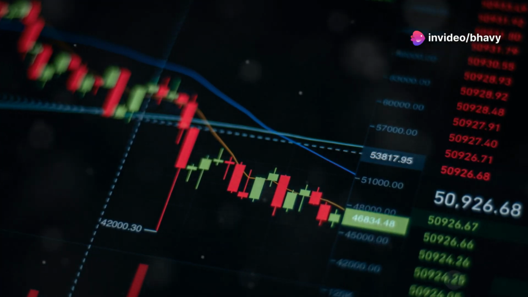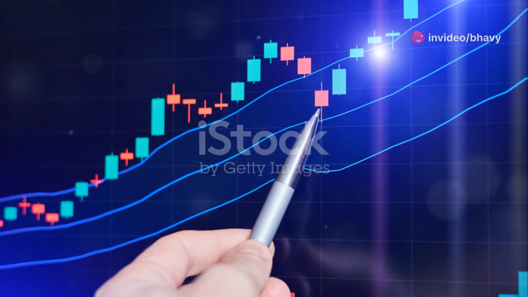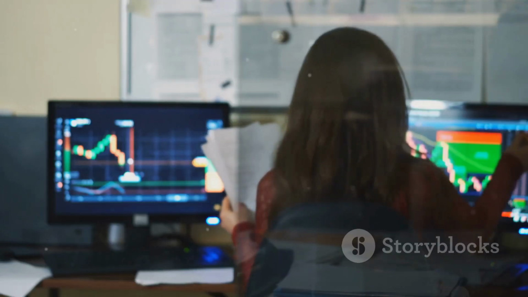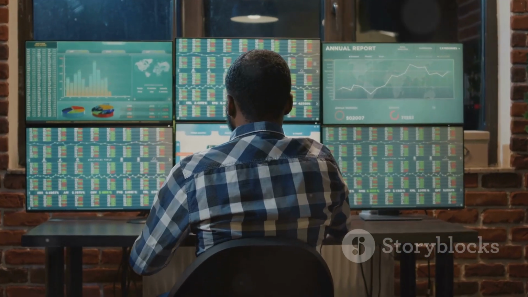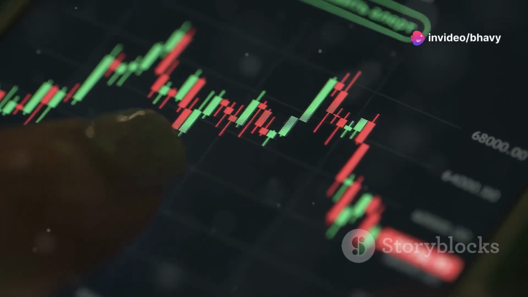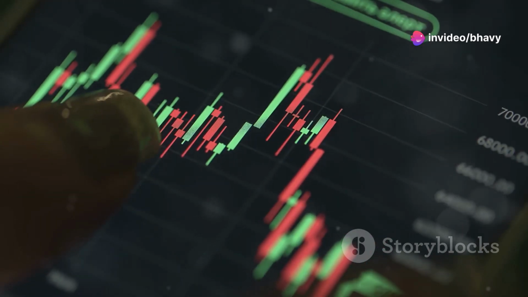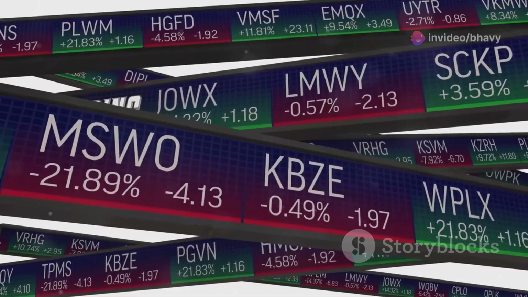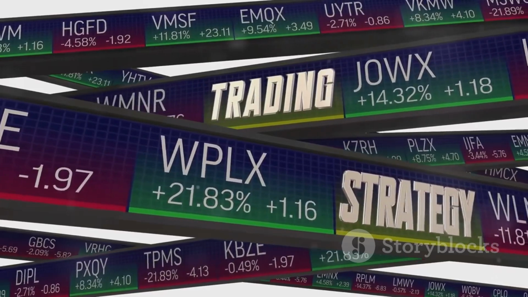By understanding the anatomy of candlesticks, recognizing bullish and bearish patterns, and interpreting them within the context of market trends, traders can gain a significant edge. However, it's crucial to remember that candlestick patterns are most effective when used in conjunction with other technical indicators and as part of a well-defined trading strategy.